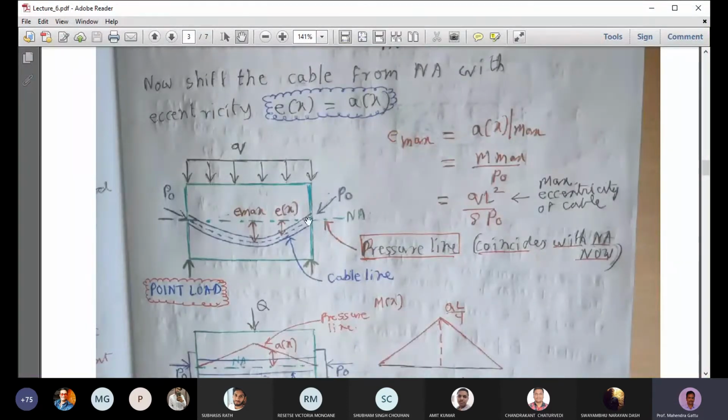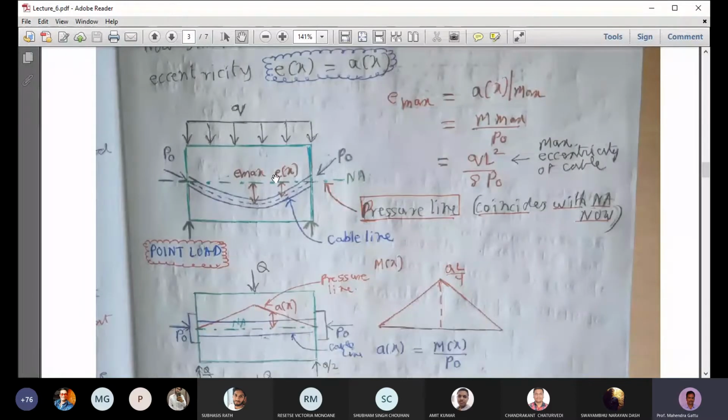So this is the pressure line, and we can find out the maximum eccentricity. To find the maximum eccentricity, we have to find A max, A of x max. A max will be M max by P naught. So M max is qL square by 8, divided by P naught. So this is the maximum eccentricity in the cable. E max is qL square by 8 P naught. So this is the way we do the load balancing.